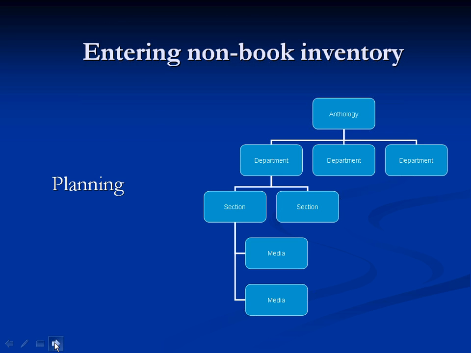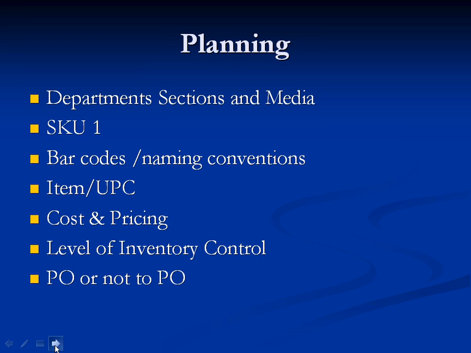So let's review the planning. As you may remember from the videos, department, section, and media is the structure of your inventory, and we'll talk about that again in a moment. We talked about the SKU1 field, which is on the inventory record itself, what you want to fill in there, what you want to think about. Barcodes and naming conventions: whether you use barcodes that are on the item or not, if you print barcodes out, if you use naming conventions, what you decide to do with that.